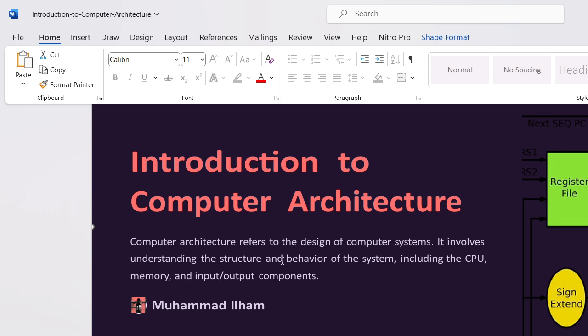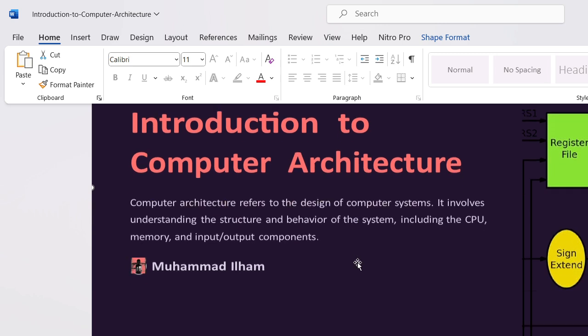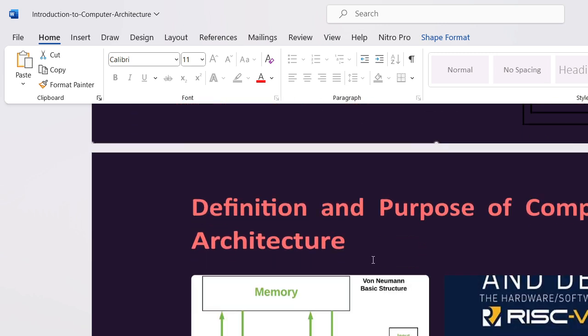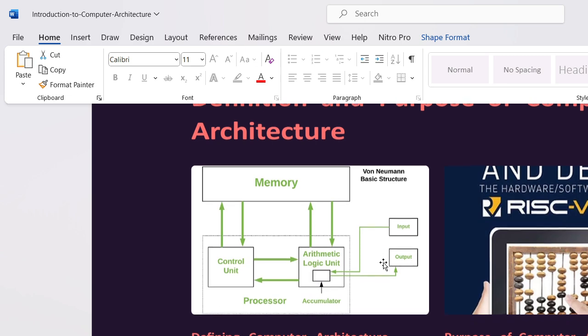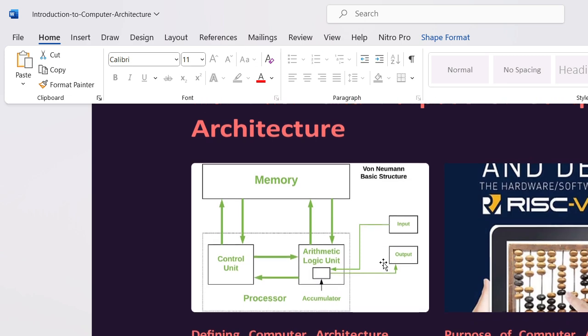Computer architecture refers to the design of the computer system. It involves understanding the structure and behavior of the system. It includes the CPU, memory, and input-output components. So that's the definition and purpose of computer architecture. Defining computer architecture emphasizes the design decisions and instruction sets for the processor, memory system, and the input-output modules. And its purpose is to optimize the computer system for a specific function and performance criteria.